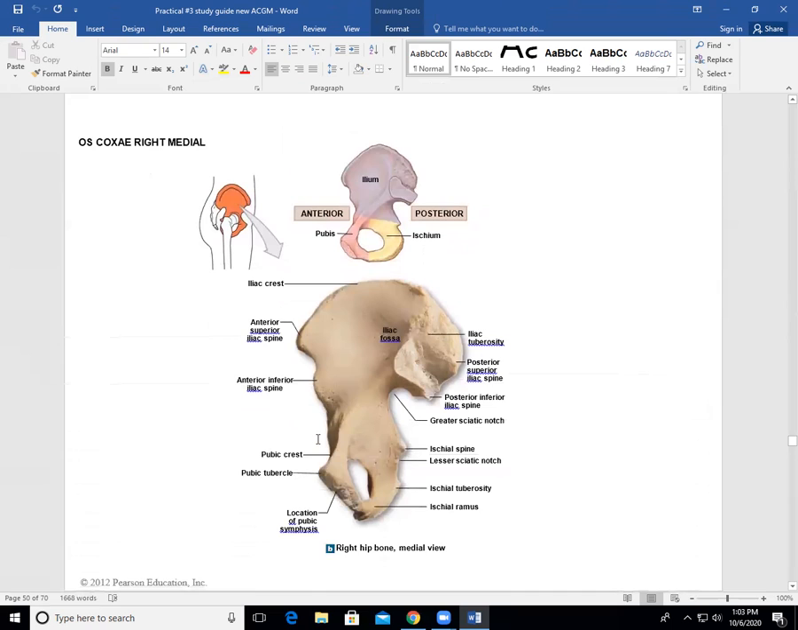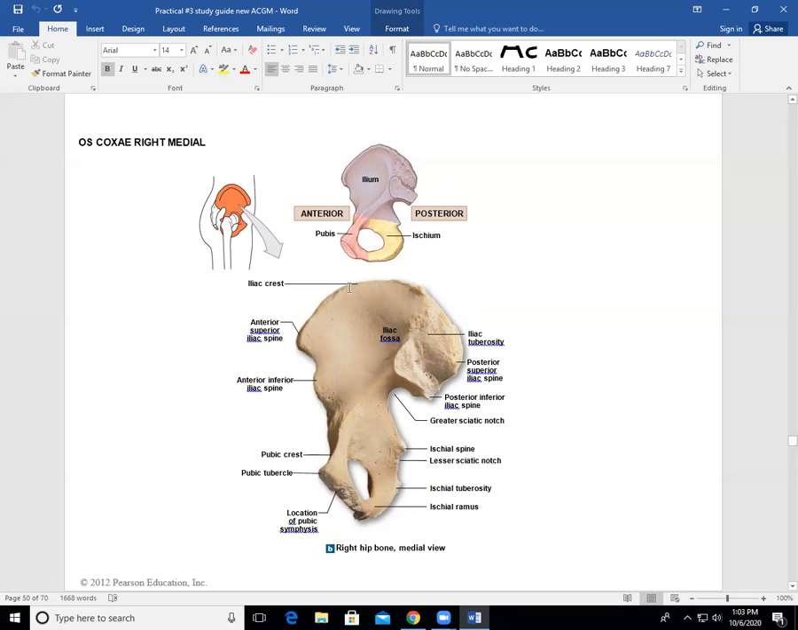All right, so this is just showing you on the medial side what it looks like. So there's your pubic tubercle, pubic crest, the ischial ramus. There's where your pubic symphysis is. Your lesser sciatic notch, greater sciatic notch, your ischial spine. Okay, your posterior inferior iliac spine, and your posterior superior iliac spine. On the medial side, you get a big view of the iliac tuberosity and the iliac fossa, this depression.